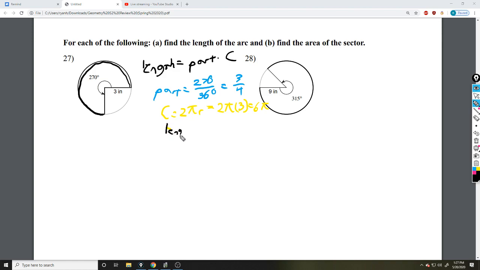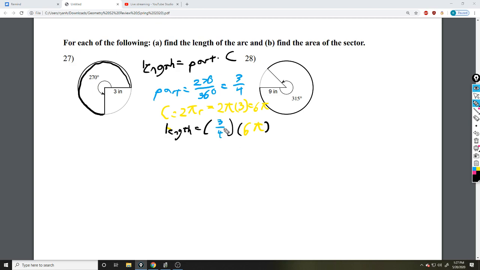If I were to unwind this arc that I just traced out, what would its distance be? Length equals, we have our part times our circumference. So our part, our fraction, is 3/4, and our circumference is 6 pi.